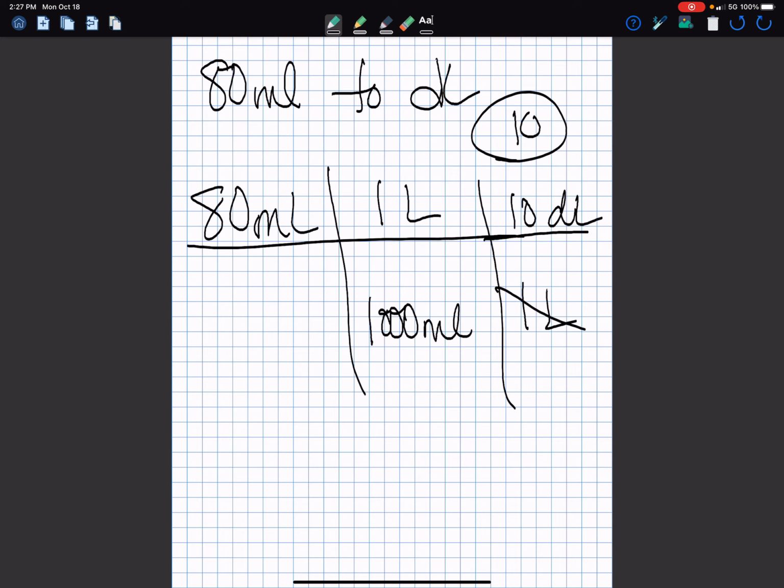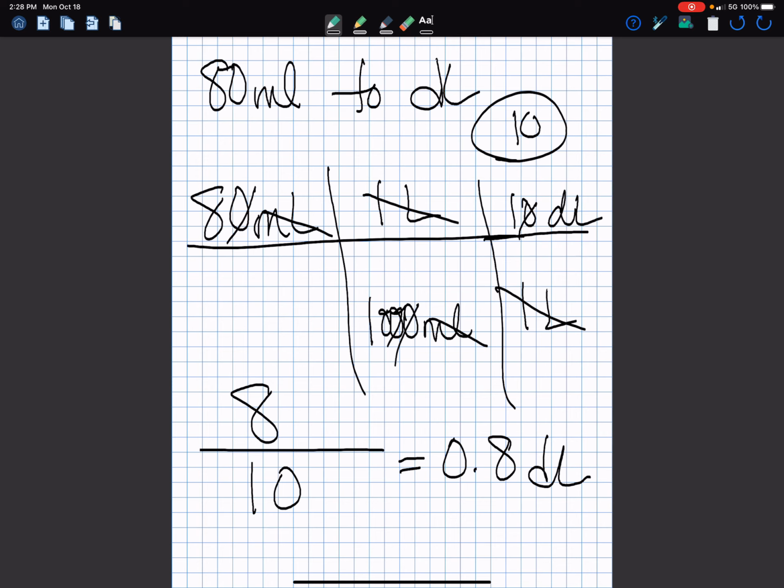Okay, liters cancel, milliliters cancel. We can reduce 1 zero here. We can reduce the other zero there. Okay, that gives us 8 divided by 10. So, as always, even though maybe I can do it in my head, I always want to pull out my handy dandy calculator. Okay, 8 divided by 10 is 0.8, 0.8 deciliters.